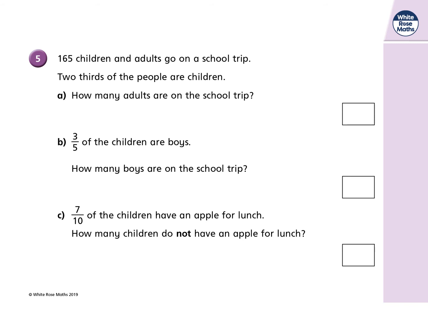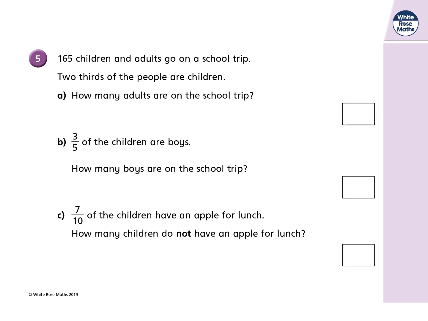Okay, now, there's question B. You need to keep in mind how many children there are, okay? So 3/5 of the children are boys. So whatever that number is that you have for the children on the school trip, you need to take that number and divide it by 5, okay? Once you've worked out 1/5, you need to get 3 lots of that together to tell us how many boys are on the trip, okay?